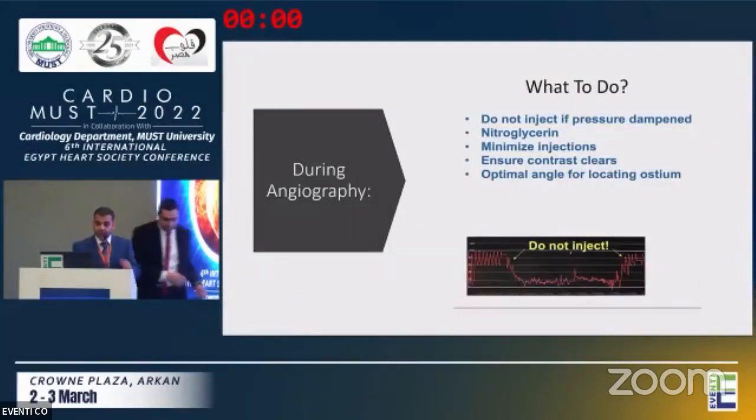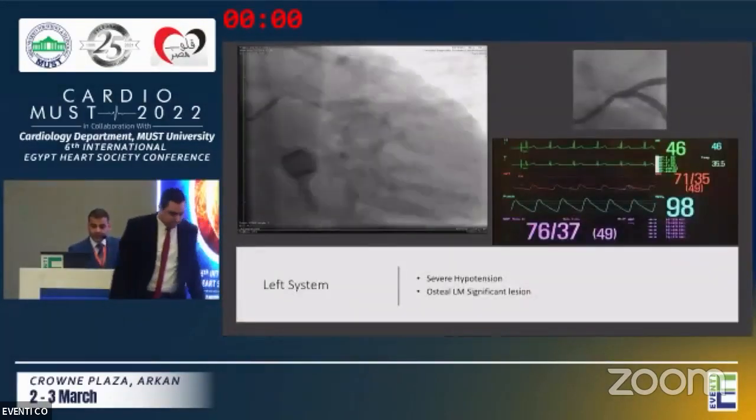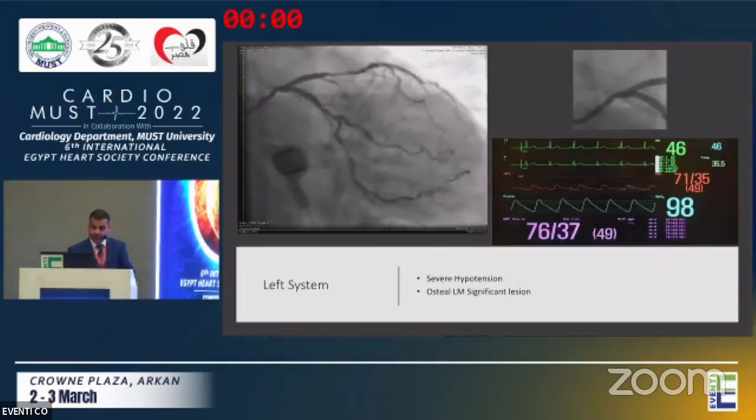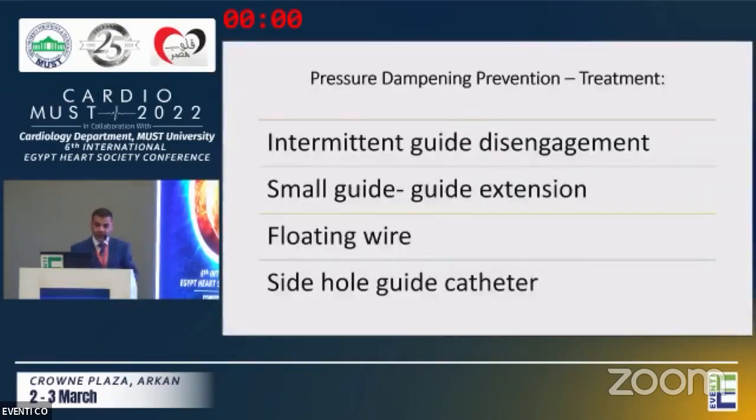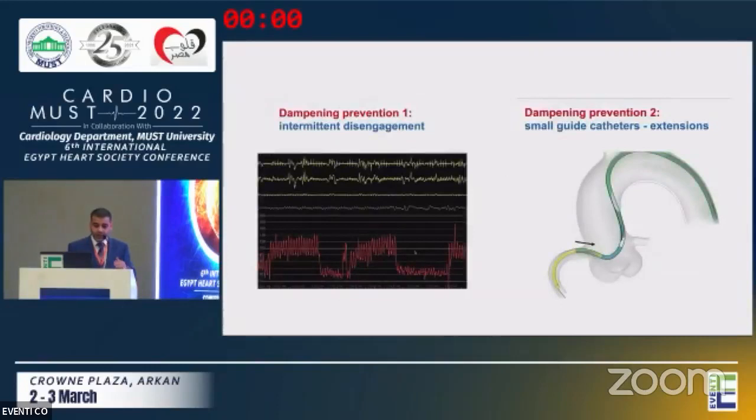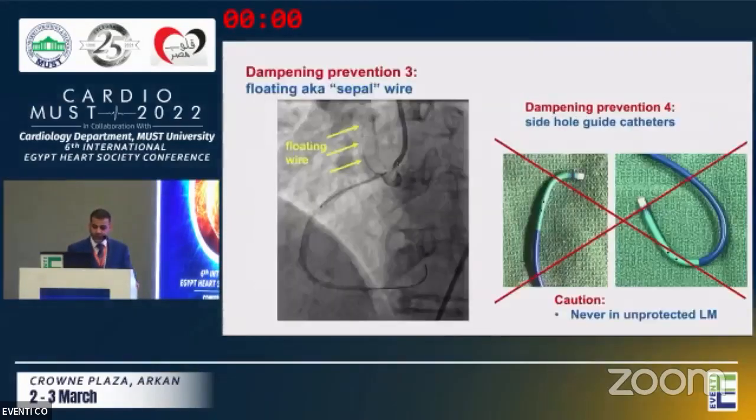Okay, I will stop here about the damping of pressure in this ostial left main. So you can use intermittent guiding engagement, load the wire in the cath before engaging the left main, and then put the wire and disengage the guiding like this. Or you can use a child-in-mother catheter. Floating wire is one of the preferred techniques.